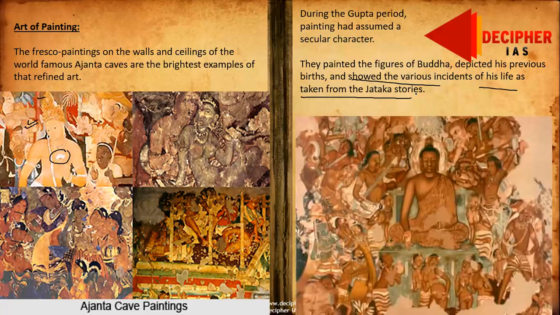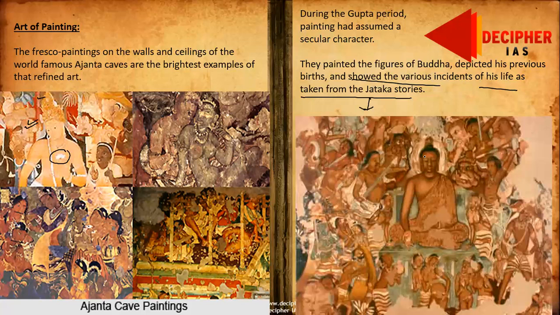If we talk about the Jataka stories which are depicted in this painting, as you can see, the Buddha is sitting under a Bodhi tree. I'm just telling you the story which this painting is actually depicting. So he felt that the moment of enlightenment was approaching.